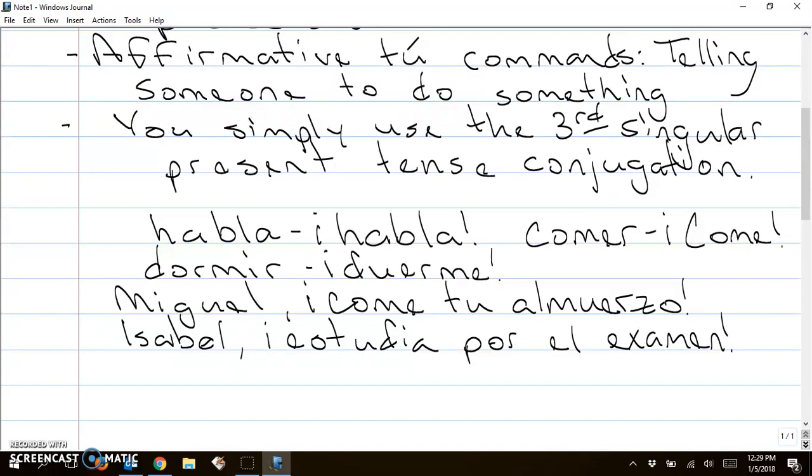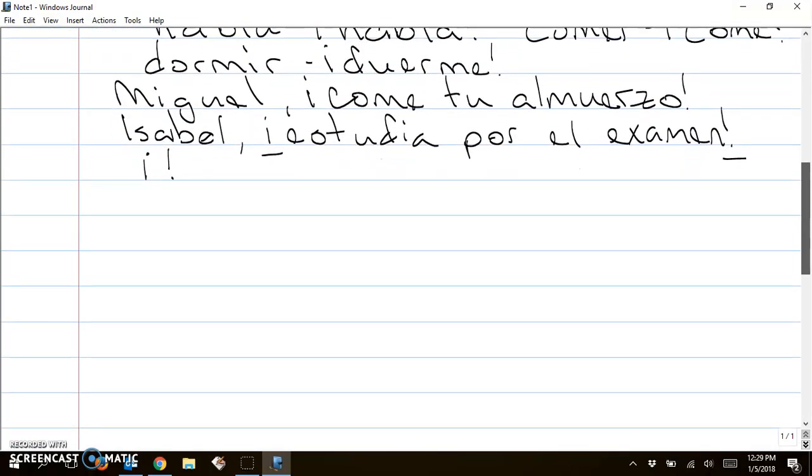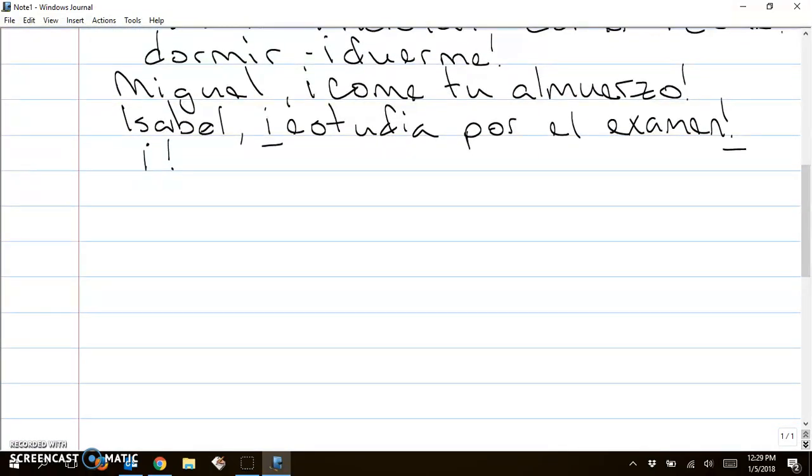Now, the question is, how do you tell these are commands? Well, you do need to make sure that you use the exclamation points. Upside down one at the beginning, here, and one at the end. That tells people that these are in fact commands and not just the third person conjugations.